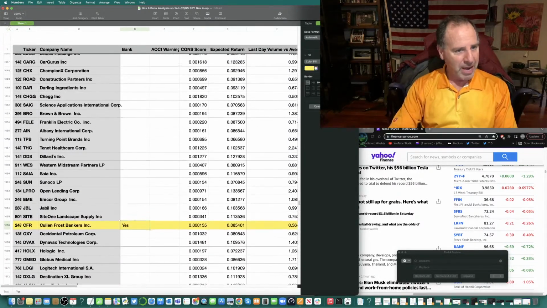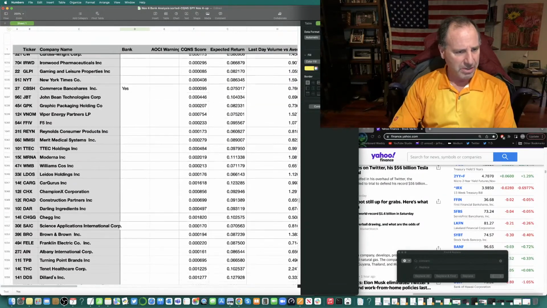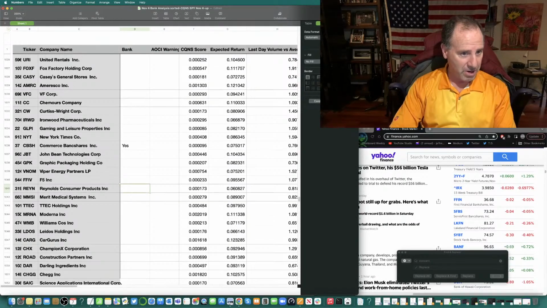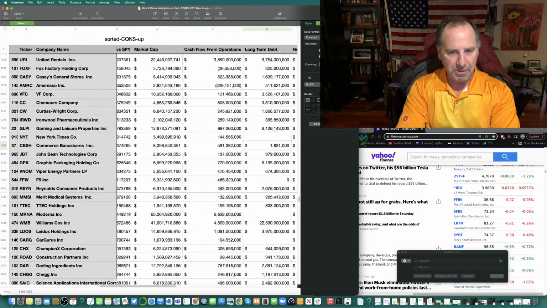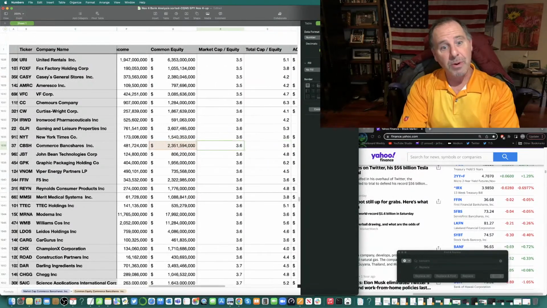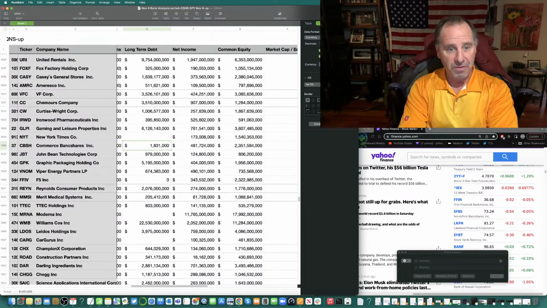So what's the next bank? Maybe there's another one. I used to look at other banks too. Let's see. Oh, it takes a while to get to one. Commerce Bank Shares is trading at 3.6 times earnings. Their common equity is $2.35 billion.